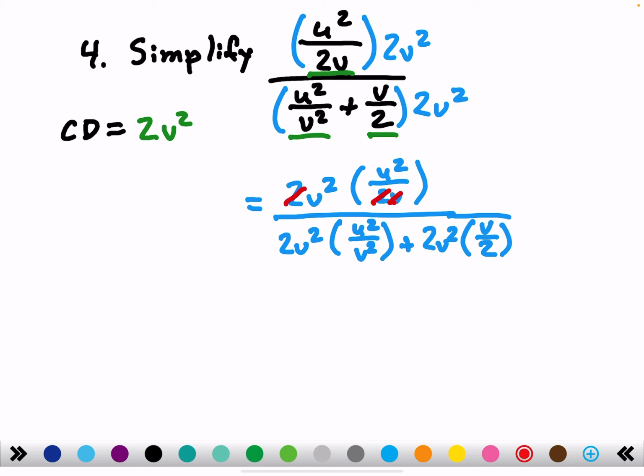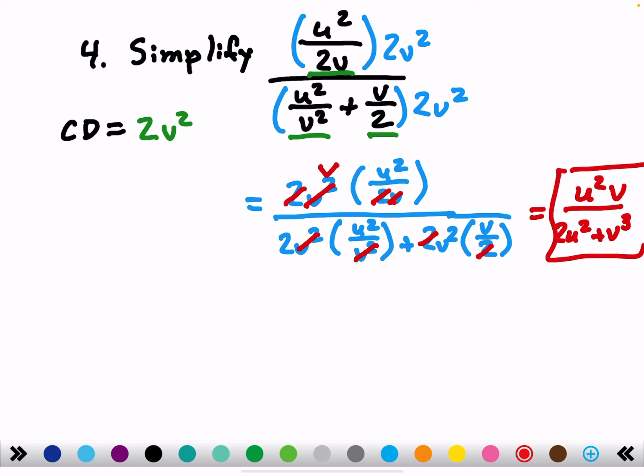2's cancel, v goes into v squared v times. So that leaves u squared v in the numerator, over, v squareds cancel. So that first one is 2u squared. Here the 2's cancel, so v squared times v is v to the third. So this is u squared v over 2u squared plus v cubed, or v to the third.